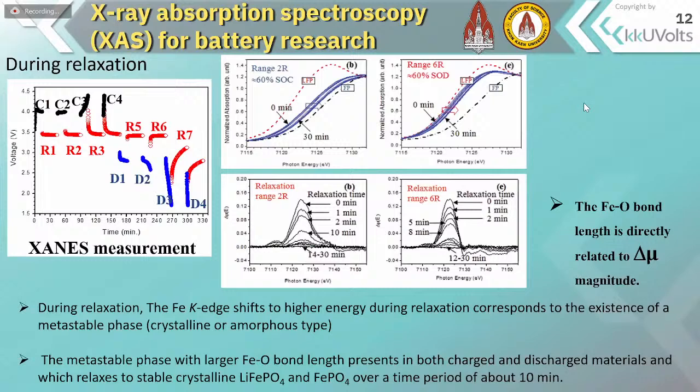To study the dynamic phase during cycling, we cycle a battery at a high current rate, and then we stop applying the current to the battery cell as relaxation for 30 minutes, as shown in the left figure. During the relaxation, we collect XANES spectra as demonstrated in the right figure.